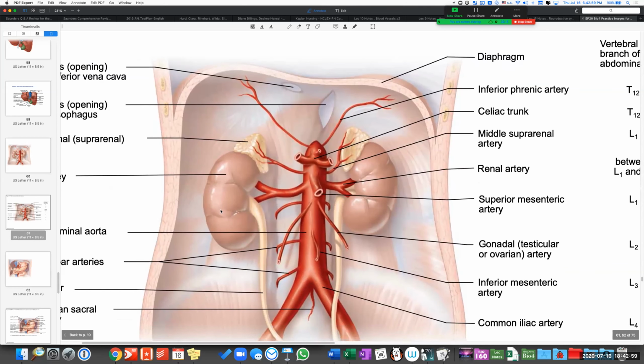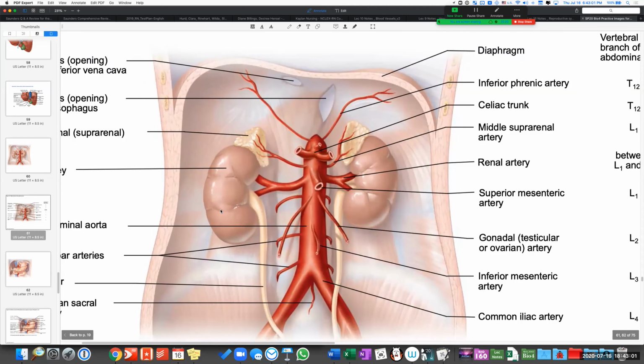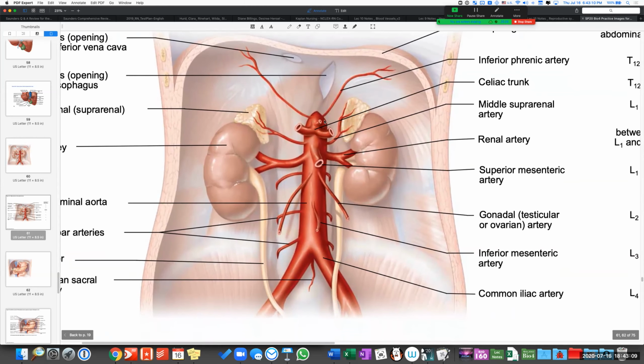In this video, I want to go over the blood supply of your digestive tract, your GI tract. Here is a view of your abdominal aorta. If you look at the anterior aspect right down the midline, you'll see three major blood vessels that come off of it.